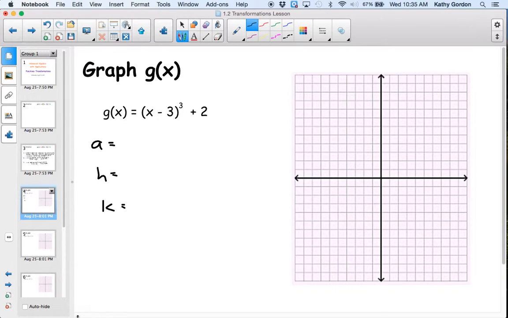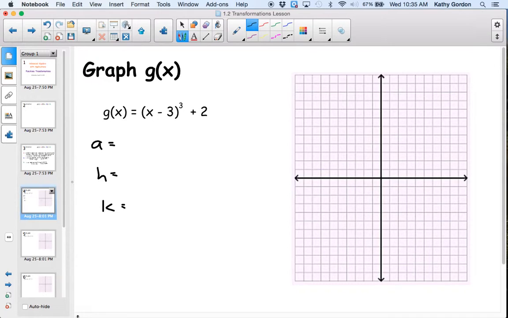And I recommend that you do them in this order. Do them alphabetically. So if you have something that's going to reflect and it's going to move up and down, do the reflection first, then move it up or down. Because you can get something very different if you do the move first and then reflect. So always carry it out in this order, a, h, k.